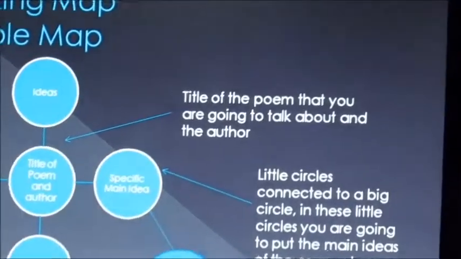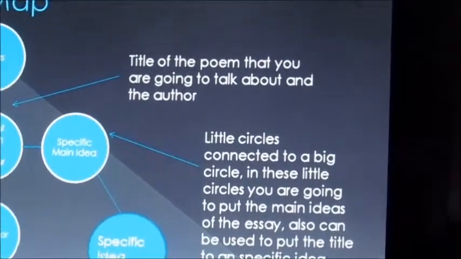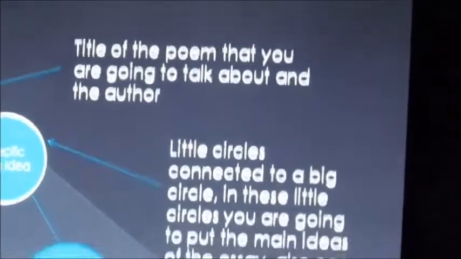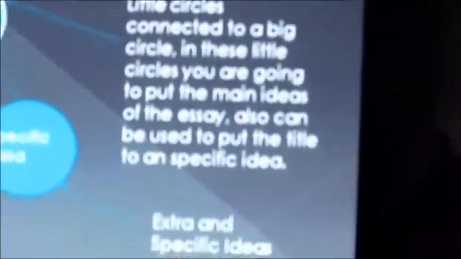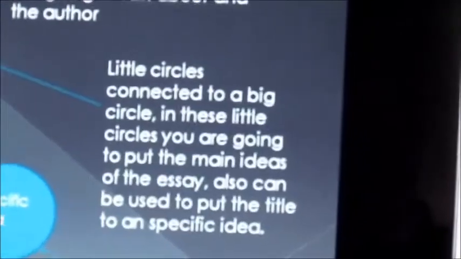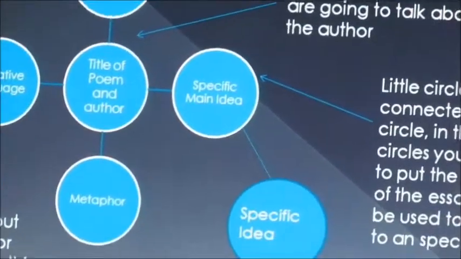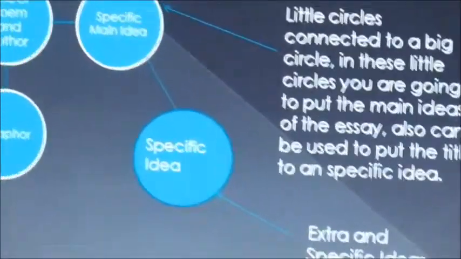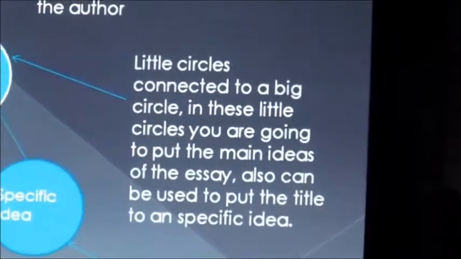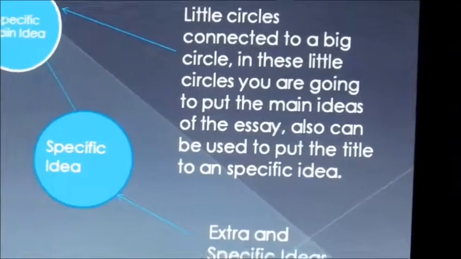On the outer circles, you're going to add relevant and main information about the poem, such as the author's life and biography, and relevant information about them. Also, in these circles, you're going to add information from the poem that you can find, such as figurative language and specific main ideas. For the specific main ideas, you will want to add another little circle to the circle. This will make a subtitle of the circle. In the little circles, you can add the main idea of the specific idea that you want to talk about.